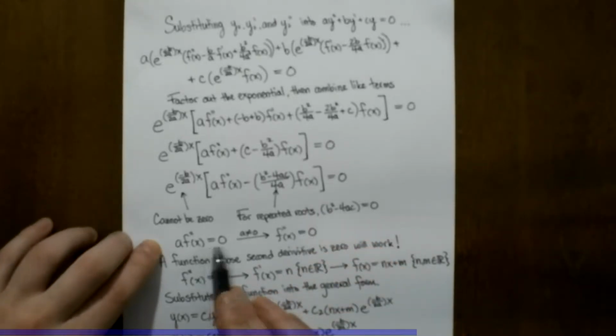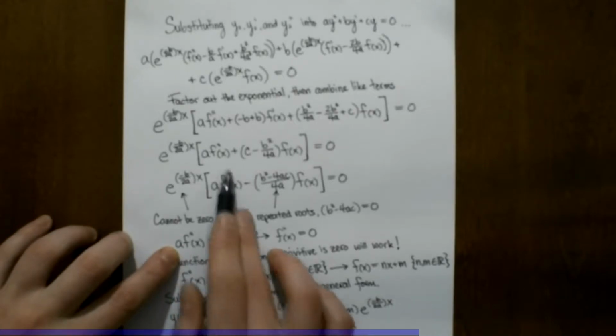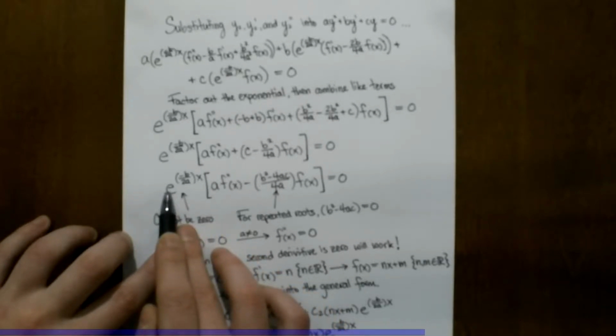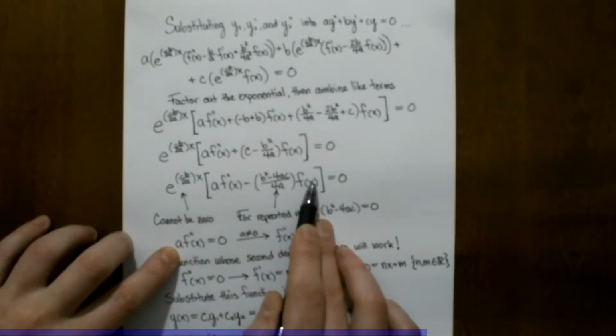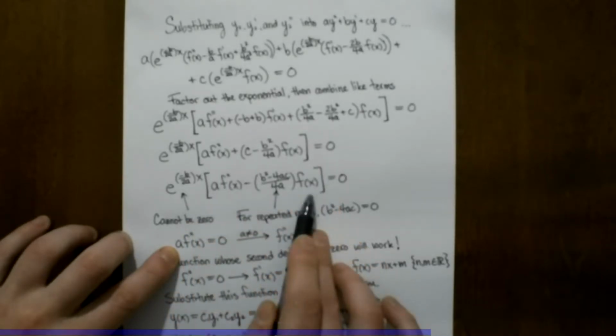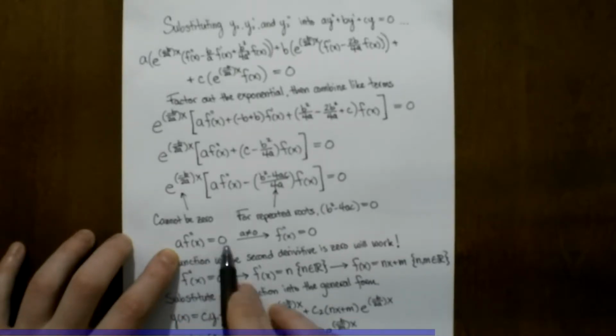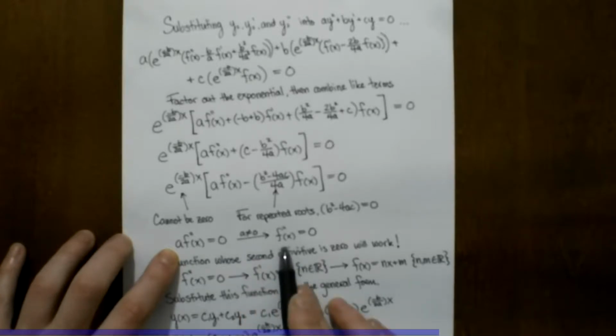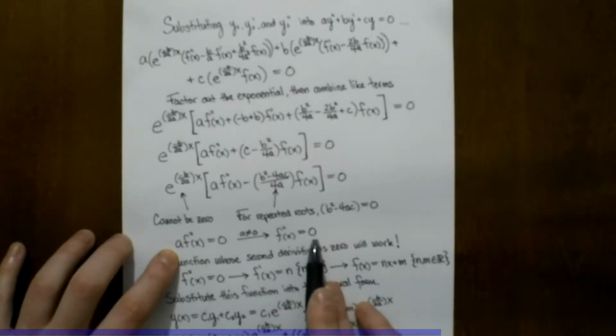So what this tells us then is that this term right here must be equal to 0 for this to be true. This cannot be 0, and this is 0, so then this must too be 0, so that this entire term becomes 0. So a f double prime of x is 0. We know this. And we also know that a is not 0. Therefore, f double prime of x itself must be 0.